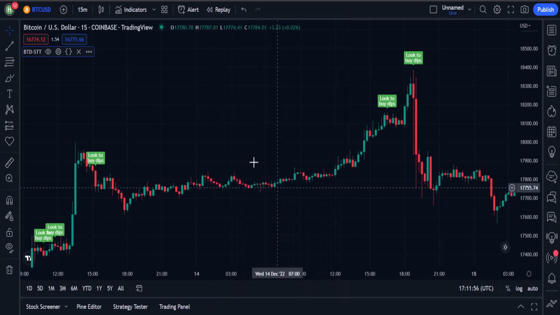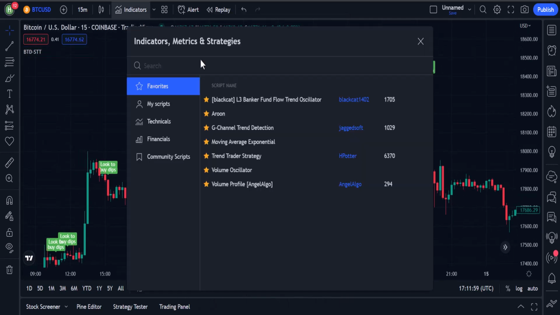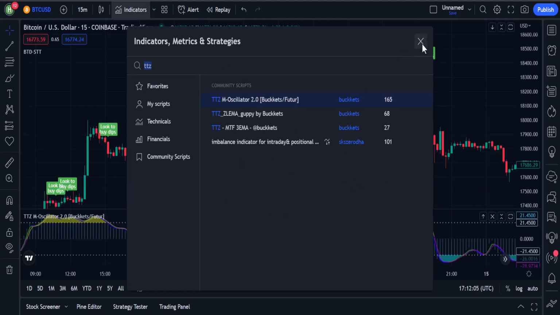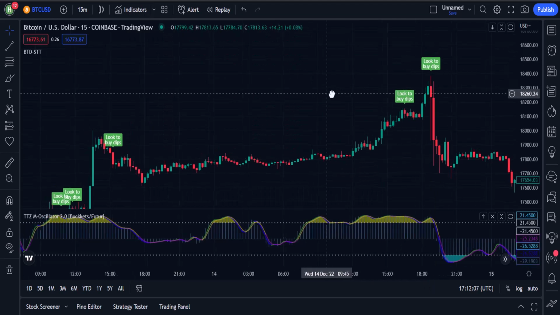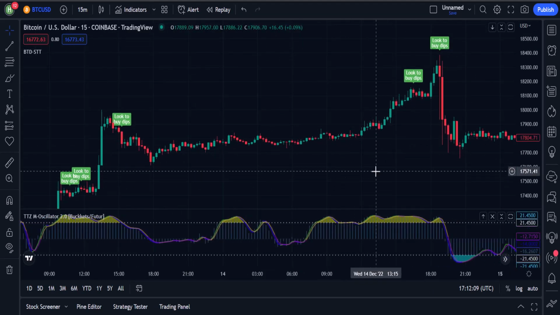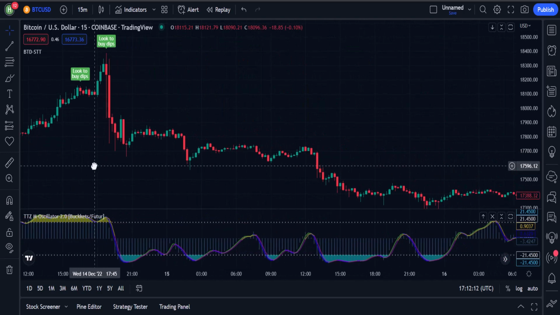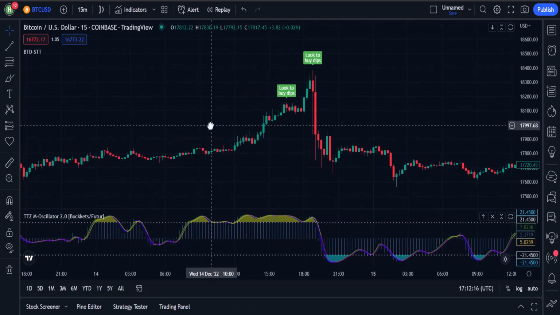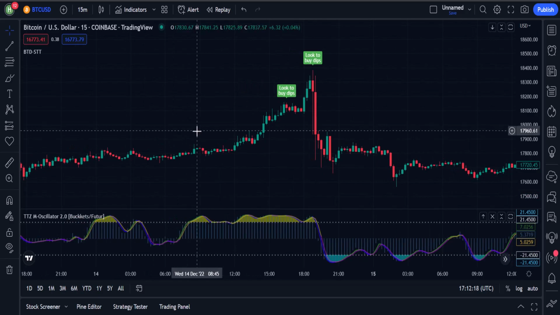sell label. The second indicator that we're going to use is called the TTZM Oscillator 2.0. This one by buckets. Not a lot of people know about this one either. Add it to the chart and we are all set. We don't need to make any changes to this one. Now that our chart is set, let's get into the rules for entering a buy and sell trade.